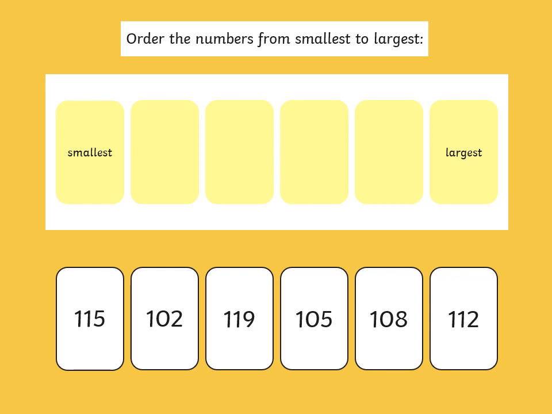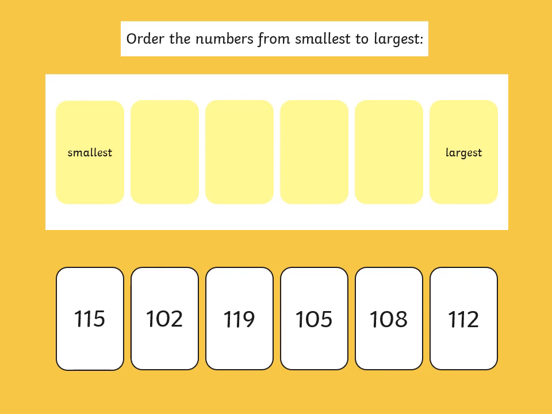Today we're going to order the numbers from smallest to largest using 3-digit numbers. So when we're ordering 3-digit numbers, we need to focus on the hundreds column. You can see in all of these numbers that they all have a 1 in the hundreds column. So therefore we need to look closely at the tens column so that we can work out which one is the smallest and largest number.